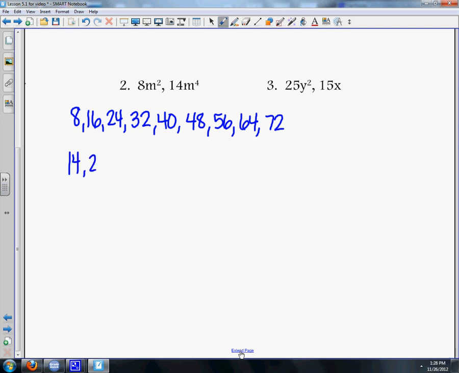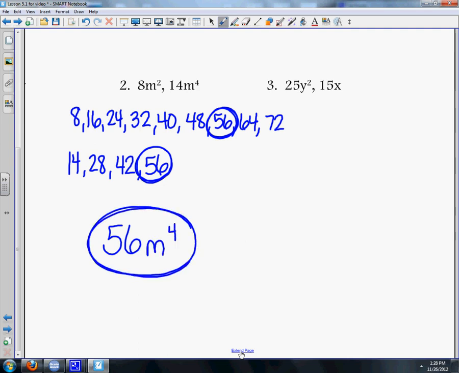So 14, 28, 42, 56. Okay, so I found one. So 56 is my number that I'm going to use. 56, and then I look at what they have. So they both have an m, and it's m to the fourth. I take the greatest power of each. If they have 2 letters, I would take both of them. But this only has 1, so I take the m to the fourth power.